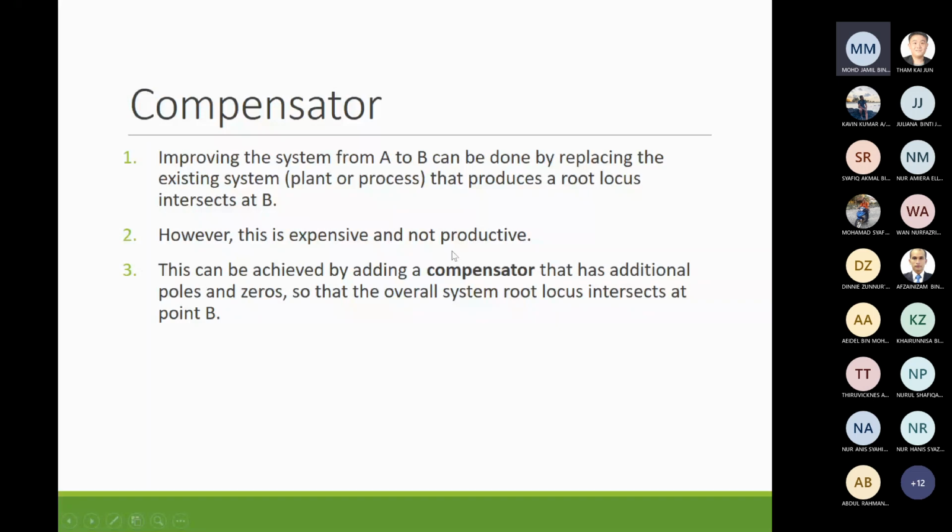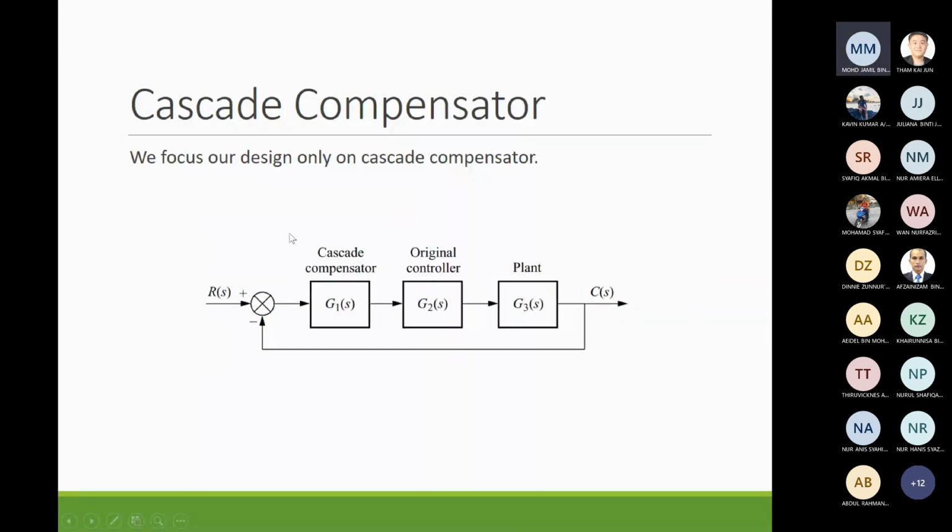So to move the system from A to B, we can add a compensator, which will have additional poles and zeros so that it changes the system root locus to intersect at point B. We have many types of compensators, but we focus our design only on the cascade compensator, because it is the easiest one to understand, both how it works and how it can improve system performance.